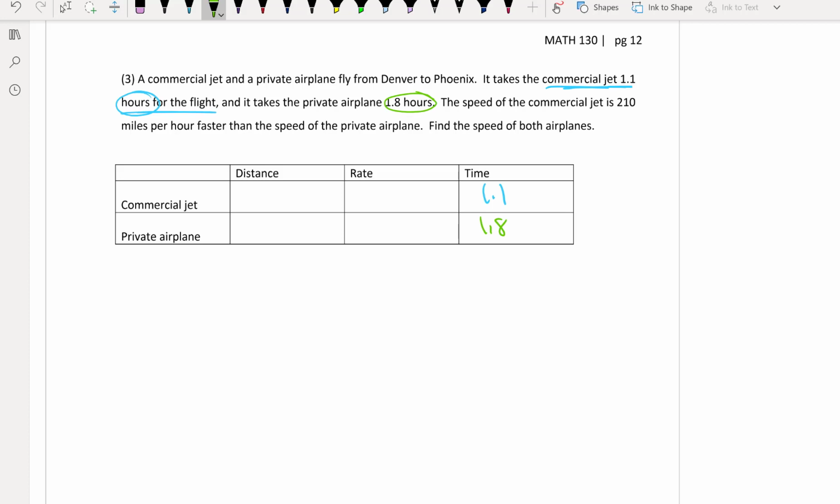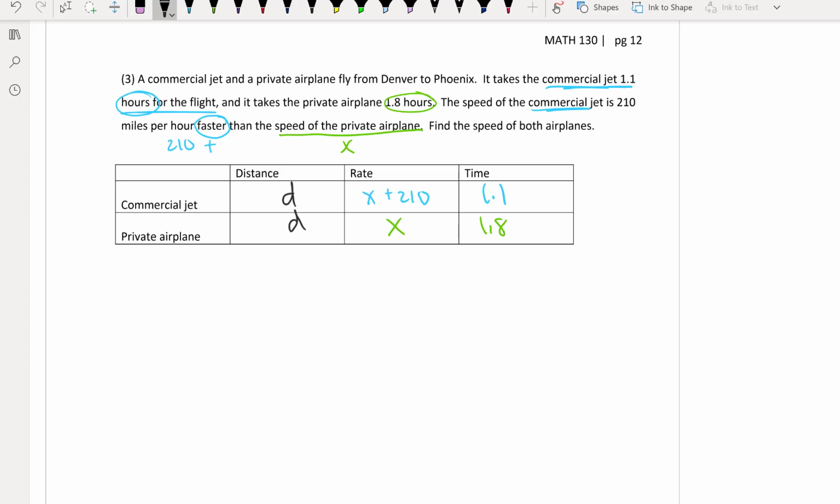So now it's going to be talking about the speed. So the speed of the commercial, oops, let's color code correctly. So commercial, I said, was blue, is 210 miles per hour faster. So that's plus, and that number that they gave you was 210. So it's 210 faster than the speed of the private plane. So the private plane, the speed, I don't know what that is. So I'm going to call that x. So the private plane is going an x amount. So then the commercial jet must be going x plus 210.